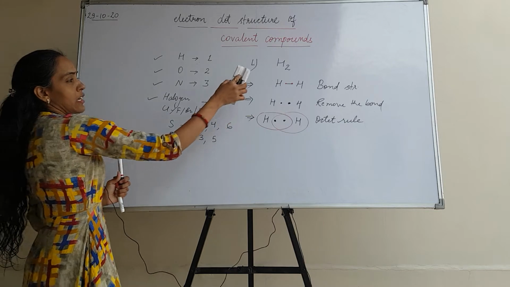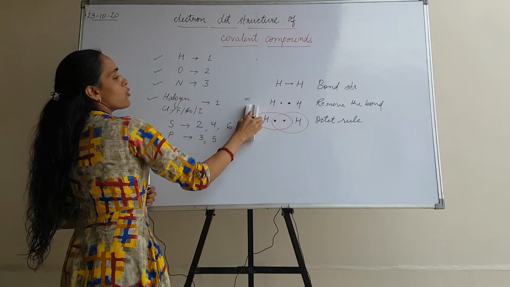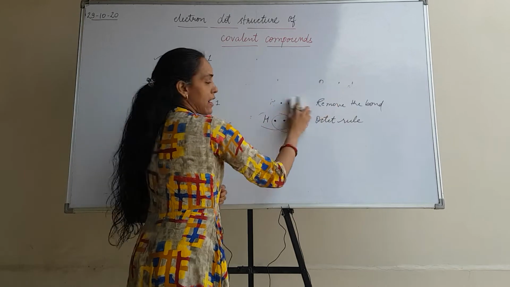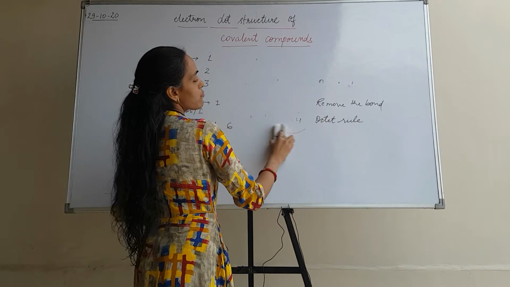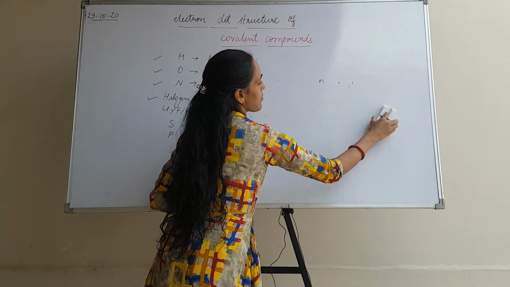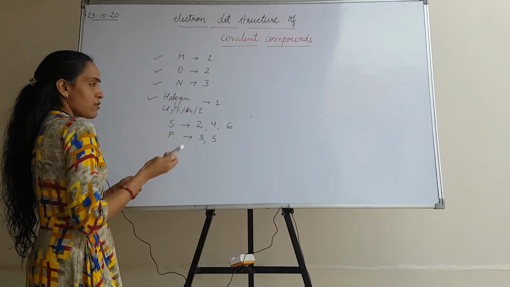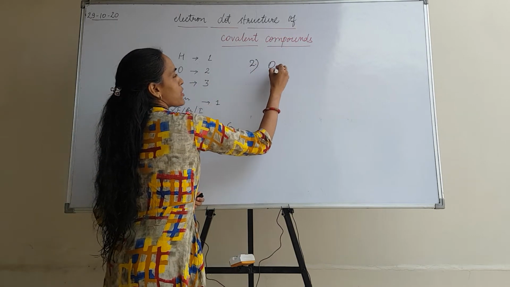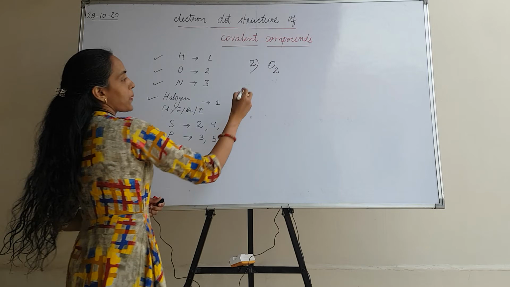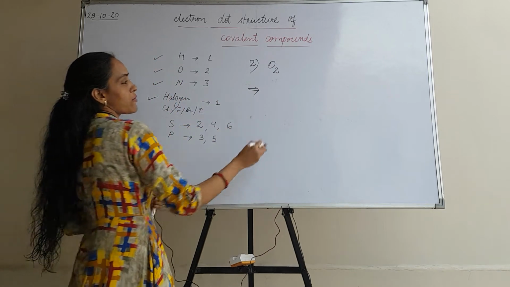Okay. Second example, let us take O2, oxygen gas. O2 is a molecule of an element, because similar atoms are present. This we have studied already in class 9th. So the second example which we are choosing is O2. Same as before. What was the first step? Draw the bond structure.